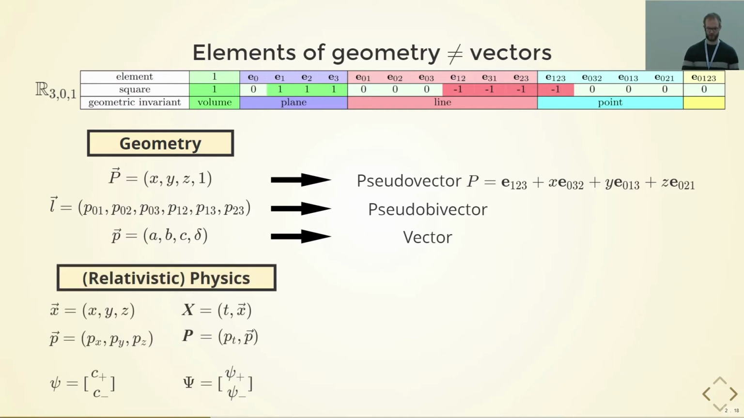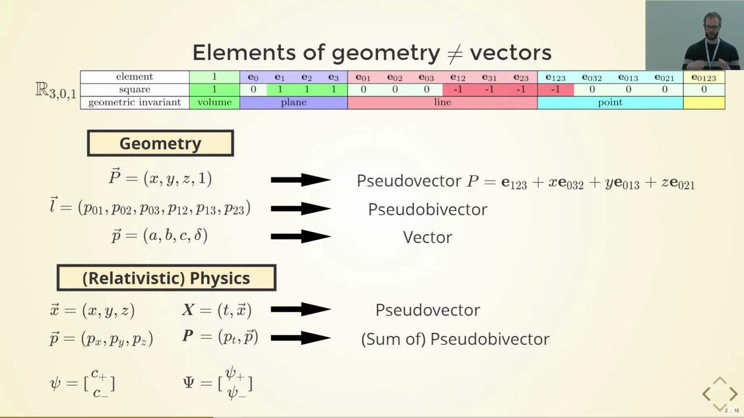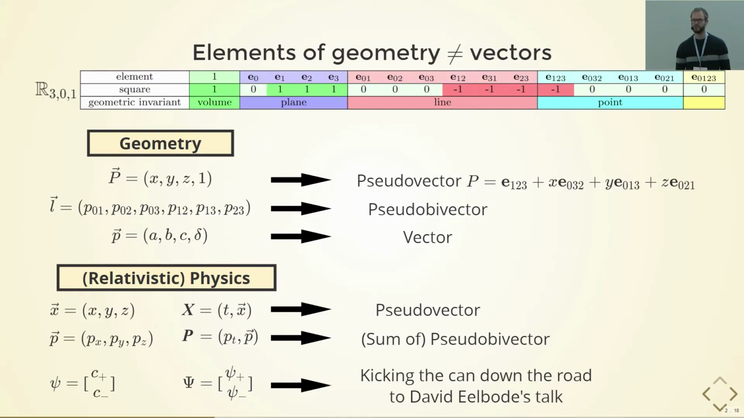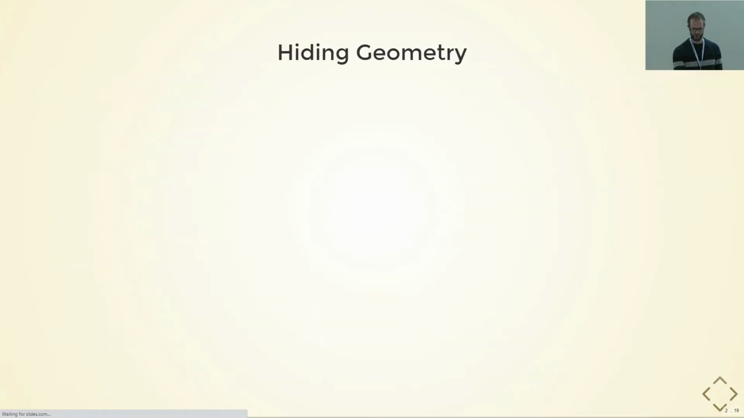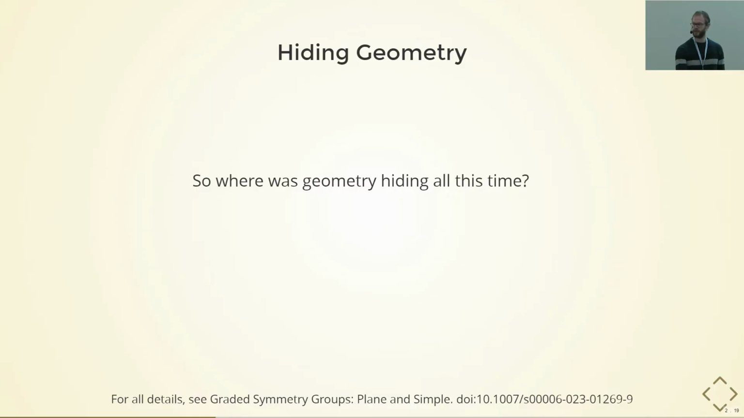And the same for my physics quantities. If you are in physics, you see that these x coordinates, that's just a point, so that's a pseudovector. And for the momenta, we will find that that is actually a sum of pseudobivectors. That's something I'll get back to later. For spinors, I'm actually just going to kick that can down the road to David Eelbode's talk. He will explain why those are not vectors. But I will still hint at them a couple of times during this talk. So now, the question I want to answer is, where was the geometry hiding all this time?